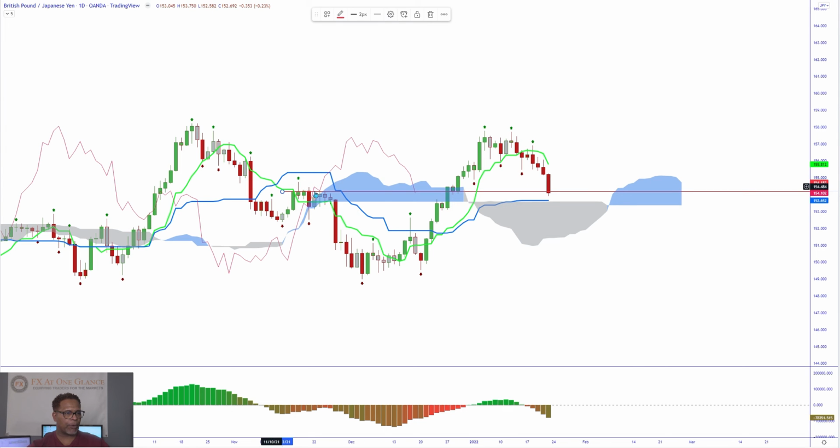We're sitting on this level right here. And then the next lowest level would be this fractal here. I don't know if we push that low, but then your Kijun's in here. So I like this zone where we are. Let's see if we could move higher.